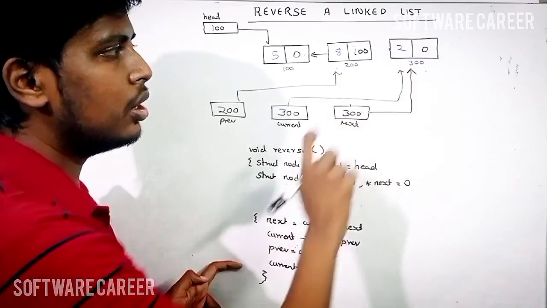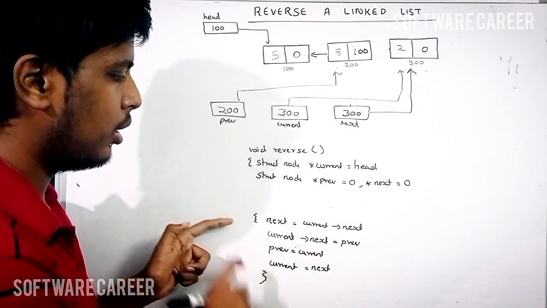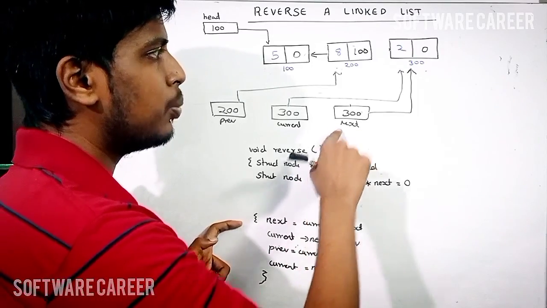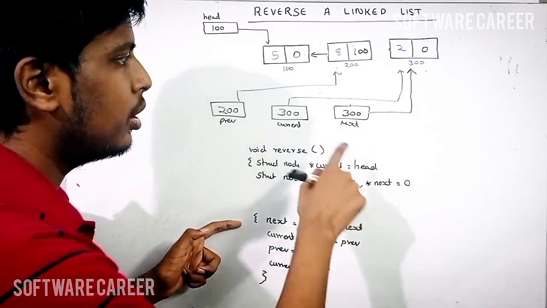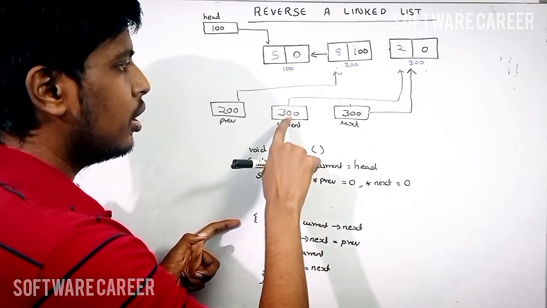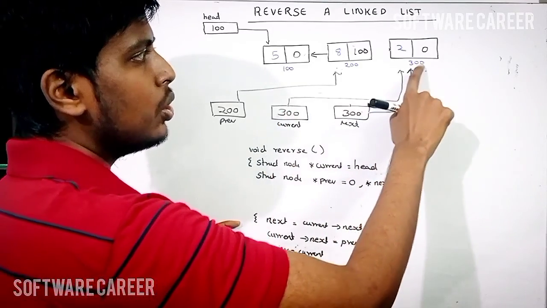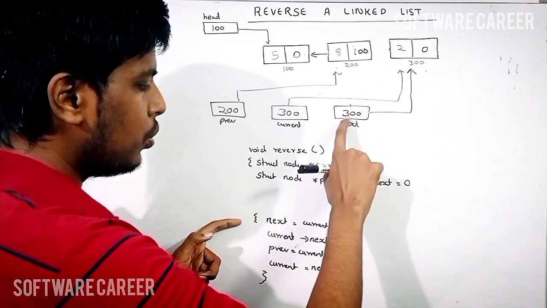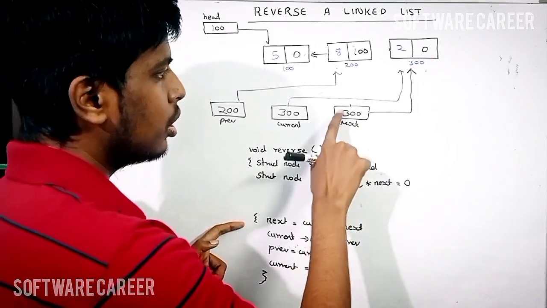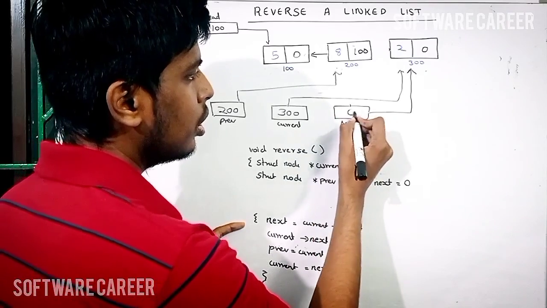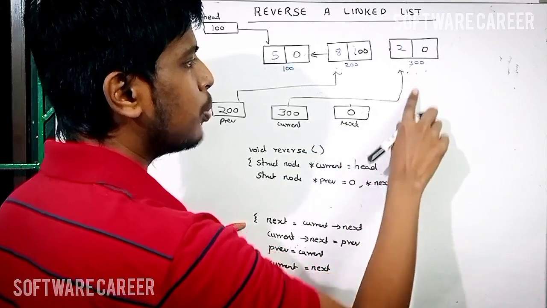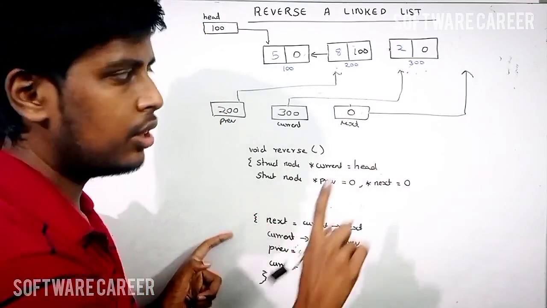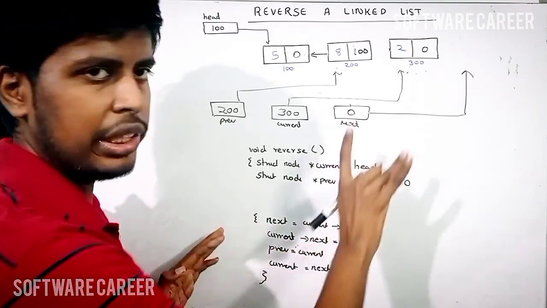Now you should reverse the third node. How to reverse? Go back again. Now see, next equals to current next. That means you are moving the next pointer one step ahead. See, current next is what? Current is 300, so 300 next is 0. So you are putting that 0 into the next pointer. So this next pointer is pointing to the next node, but there is no node after this, so it does not point to anything.